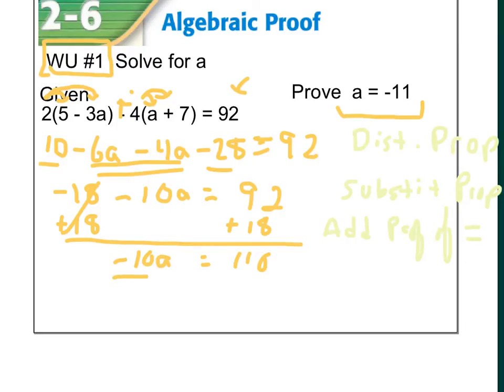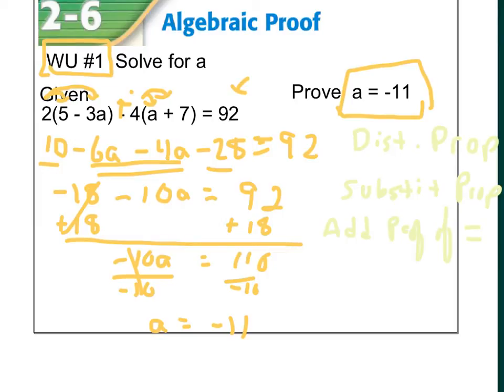And then I'm going to divide both sides by negative 10. Cancel. So a equals 110 divided by negative 10, which is negative 11. That's what I wanted to get to. I wanted to get to this proof statement. So when I get to the proof statement, I'm done. I'm complete. But I need to have justified each step.